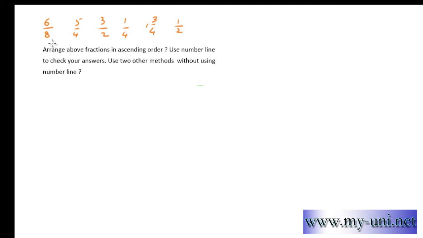Okay, arrange the above fractions in ascending order. Now this is a very frequent type of question that is asked in high school exams. You will be given a number of fractions. You will either have to arrange them in ascending order or in descending order. Before you try to solve these questions and find the smallest or biggest fraction, you have to understand a few rules.